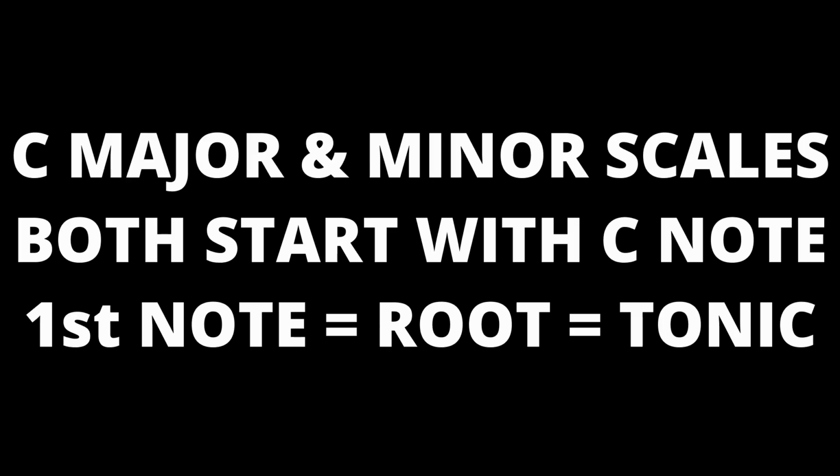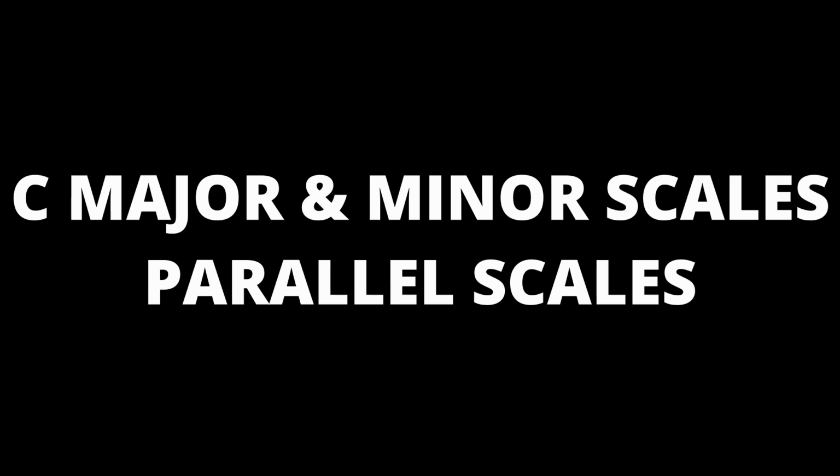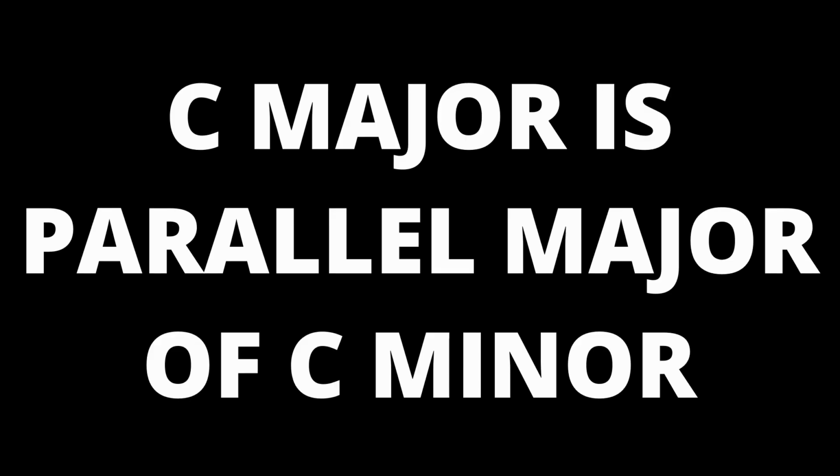You can see that both scales start on the same note. This is called the root note or tonic note. Because of this, these two scales are said to be parallel scales. The C major scale is the parallel major scale of the C minor scale. Equally, the C minor scale is the parallel minor scale of the C major scale.